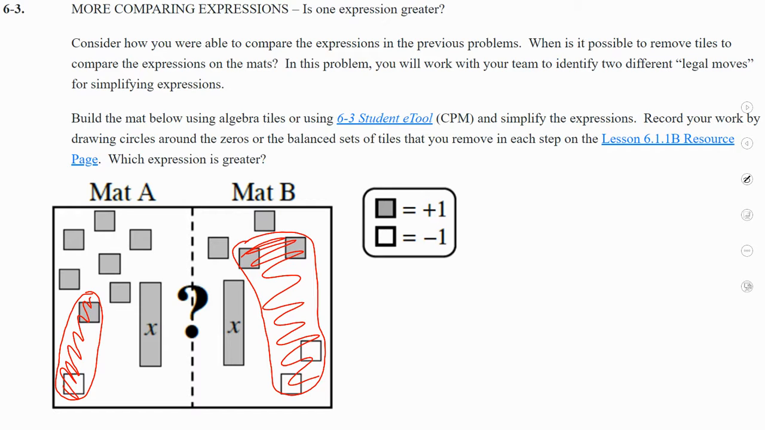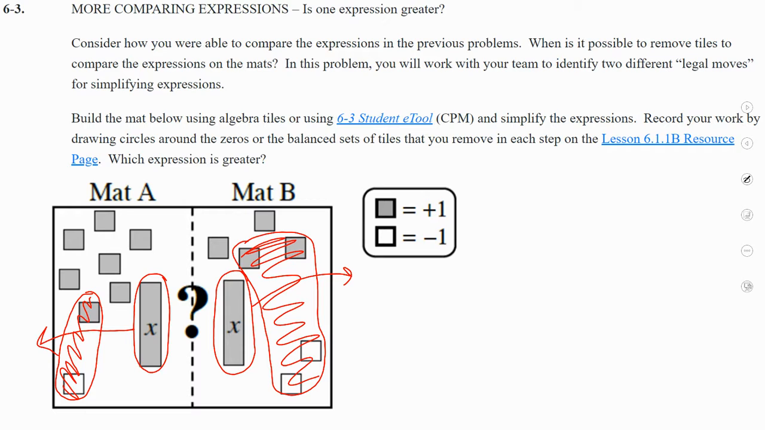All right, now I can start looking at the left and the right. What do I have that's the same that I can go ahead and get rid of? So I have this positive x tile on the left and a positive x tile on the right. Those can be taken out. Because I'm taking out the positive x tile on one side and a positive x tile on the other side, that keeps my mats balanced from what I'm doing so far.